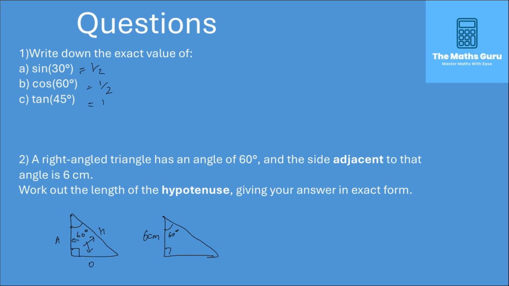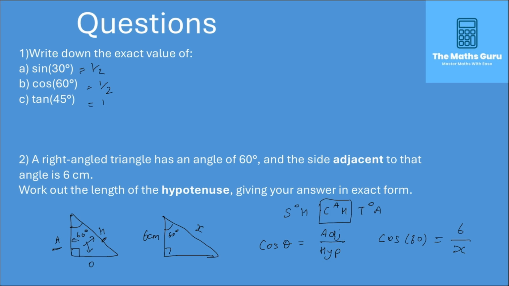So we need our SOHCAHTOA. Looking at this, we need our adjacent because that's what we have, and we also need to work out our hypotenuse. So we need a formula including A and H, so we have CAH. Cos of theta is equal to the adjacent over the hypotenuse. Filling in the data that we know, cos 60 is equal to the adjacent, which is 6, over our hypotenuse, which is our x.